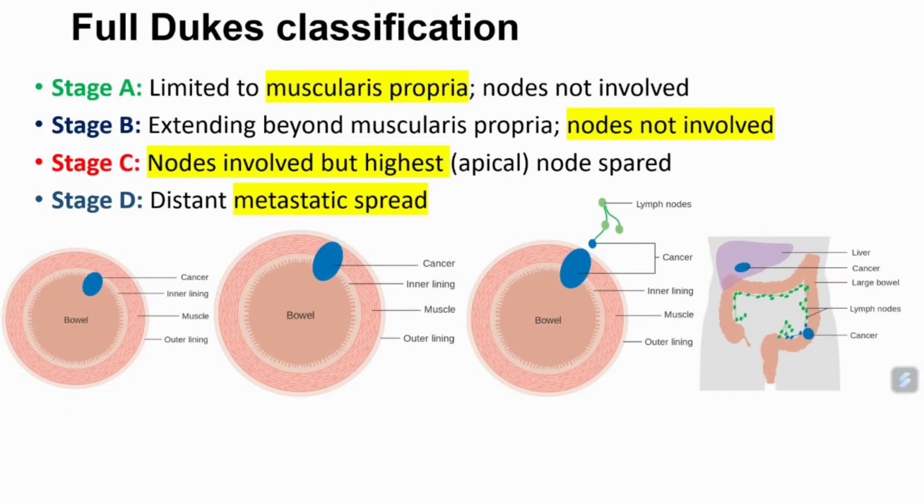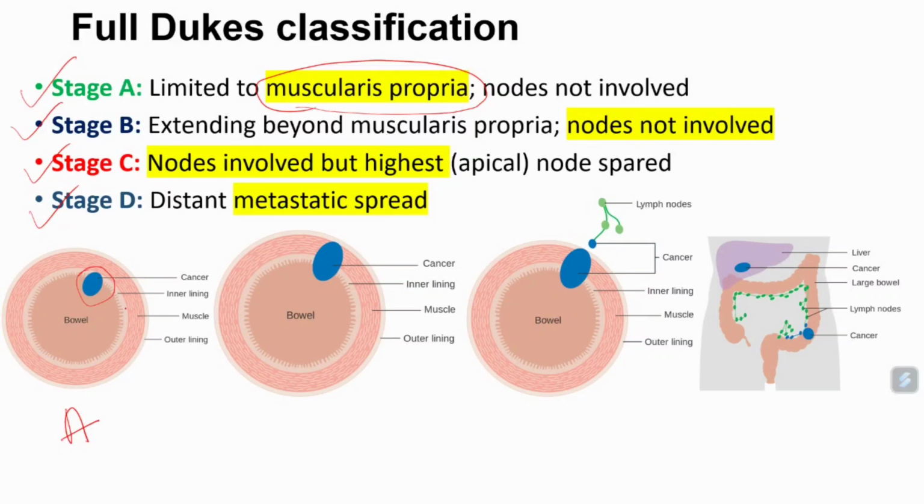So if you see the Duke's classification, as I told, in Duke's classification the colorectal cancer is classified into stage A, stage B, stage C, and stage D. This is stage A. In stage A, the involvement of carcinoma is limited to the muscularis. It is limited only to the muscles. Till muscles only it will be seen. It will not enter beyond muscles. So that is called stage A.